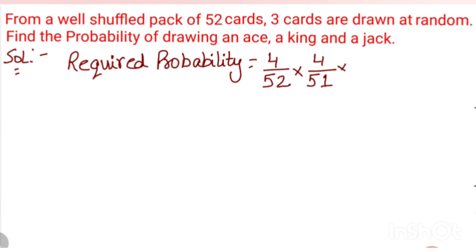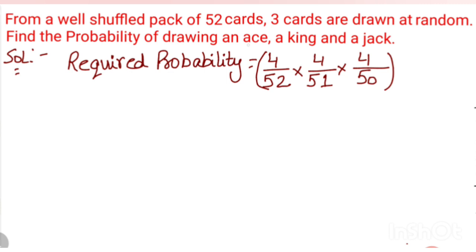Now again in the next case, the total number of cards remaining is 50, because 2 cards are removed. Since an ace and a king have been drawn, for drawing a jack, 4 jacks are still available. These are the probabilities of drawing an ace, a king, and a jack. Now, these three are independent events. That's why I have multiplied their individual probabilities. But you are not given the sequence, that is, whether on the first attempt an ace is drawn, or a king, or a jack.